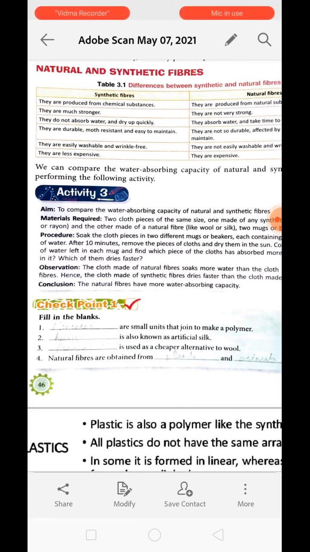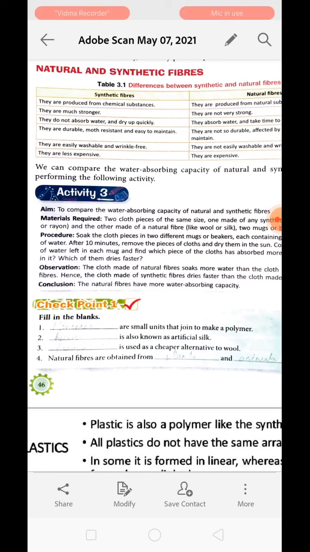Now second question. Dash is also known as artificial silk. It is rayon, which is also named artificial silk. So your answer will be rayon. Now third question. Dash is used as a cheaper alternative to wool. So over here the answer is acrylic. Acrylic is the cheaper alternative to wool.